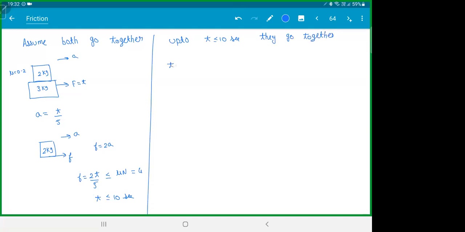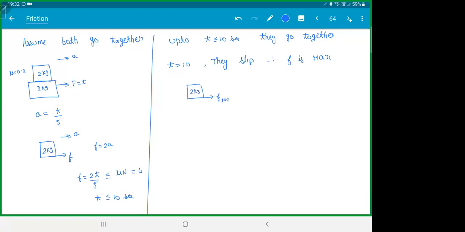Now for T greater than 10, they slip. Therefore, F is maximum. That is important. You have to prove it is slipping, and then only you can say F maximum. Otherwise, don't talk about F max. Always say F only. And then since it is slipping, draw those separate FBDs because they have different accelerations.